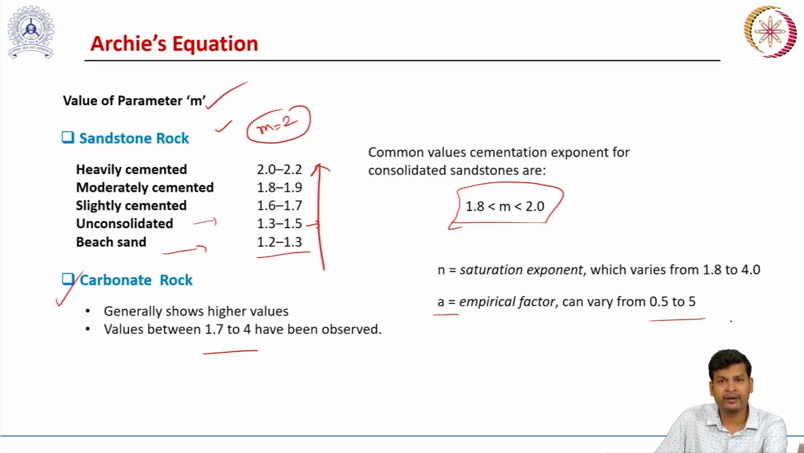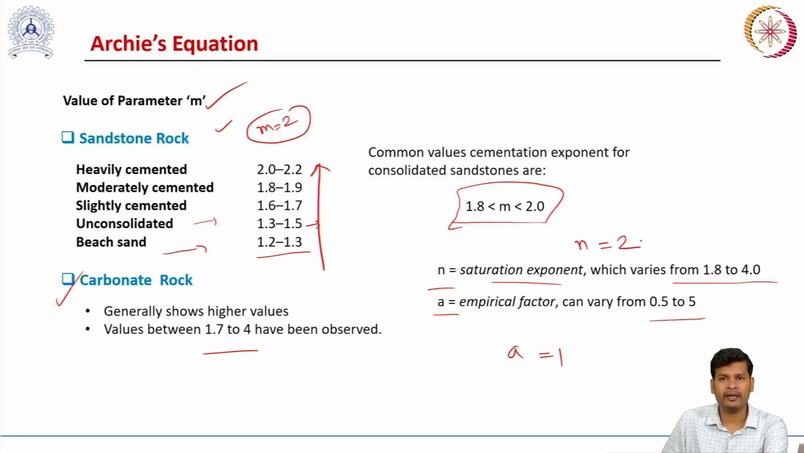It is a tortuosity factor or empirical factor, and its saturation factor, its value can range from 1.8 to 4. Again, it will depend upon the rock type and the wettability characteristic of the reservoir rock, whether it is a rock that is water wet or oil wet. Now, A we can generally take 1 and M generally we can take 2.